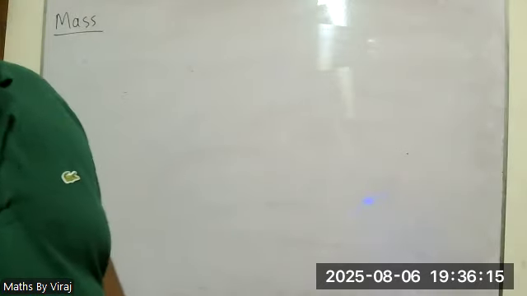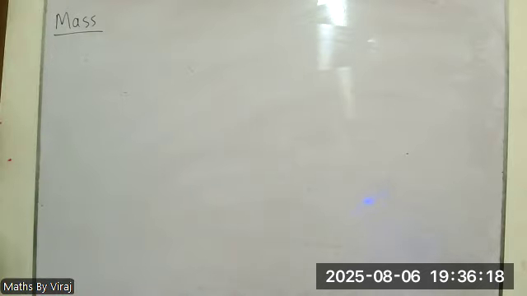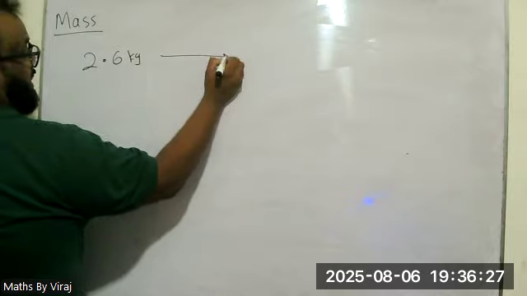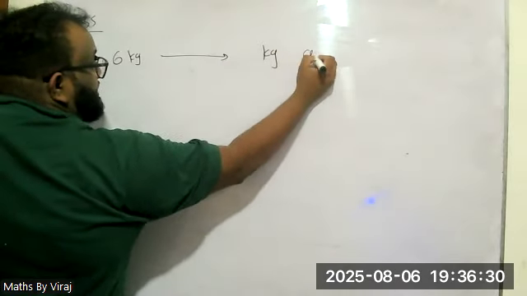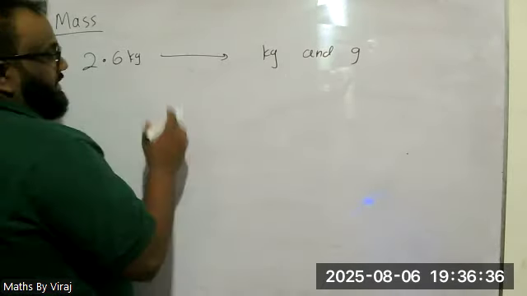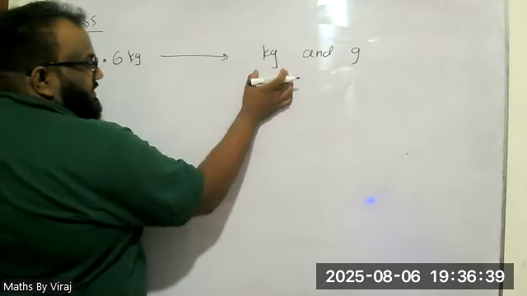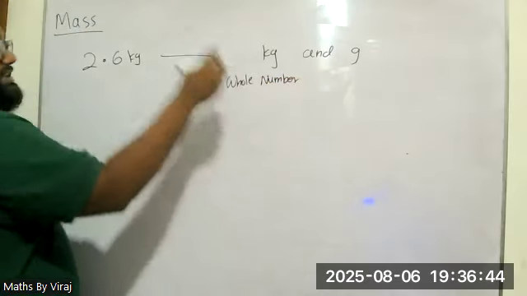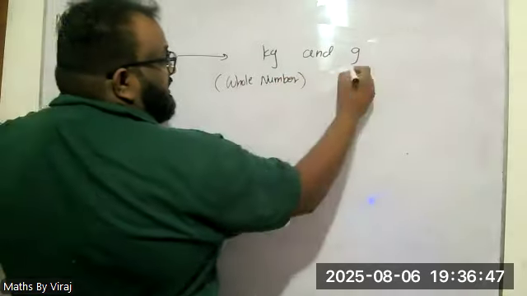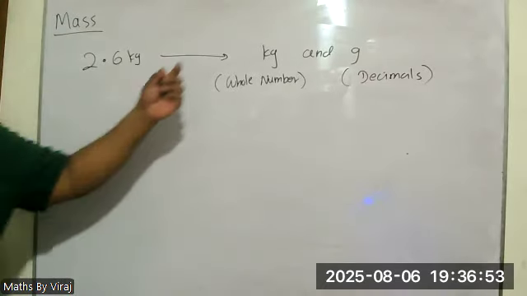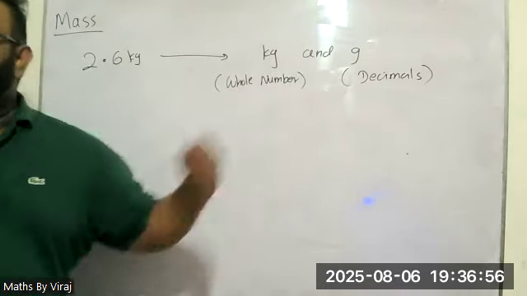Now let's try to understand how to write a given mass in two units. I have 2.6 kilograms. I need to write the answer in kilograms and grams. Usually, for us to understand, the large unit will be the whole number and the smaller unit will be the decimals. Did you understand? Yes, sir.